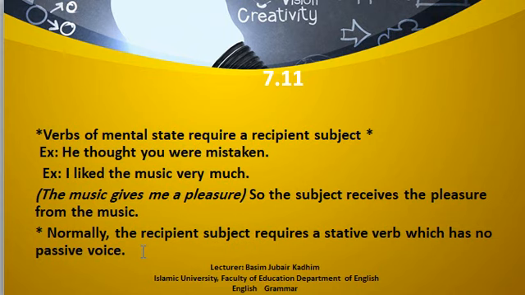Now 7.11, the verbs of mental states require a recipient subject. What does this mean? This means that when we have verbs dealing with mental activities, then the subject must be recipient. That's it. He thought so and so. I liked so and so. I love you. I love him. They liked me. I don't like, and so on and so forth.